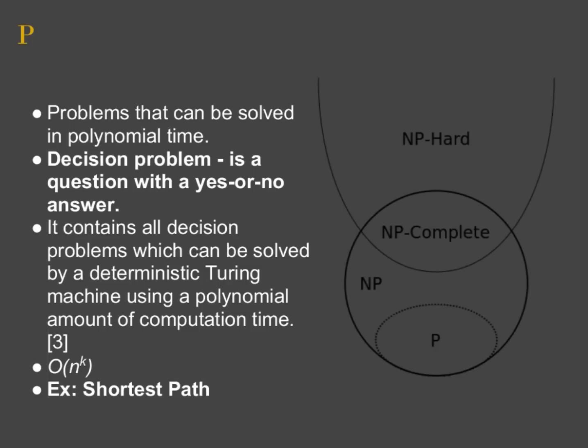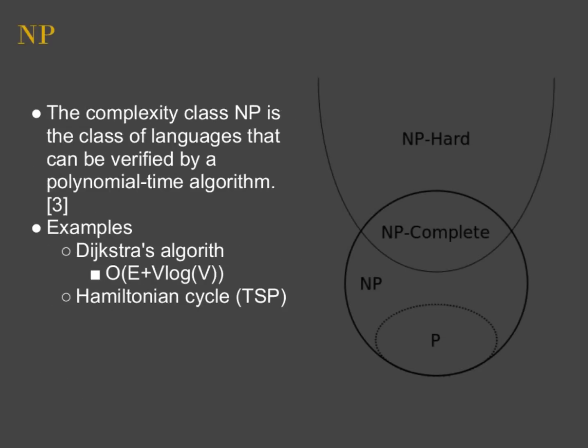When you think of P, think of n to the k. So n is variable on the input, and k is a constant. So that's P. P, as you can see on the right, is a subset of NP. And NP will be the next class we talk about. So NP is a class of languages that can be verified by a polynomial time algorithm. So what does it mean to be verifiable in polynomial time?